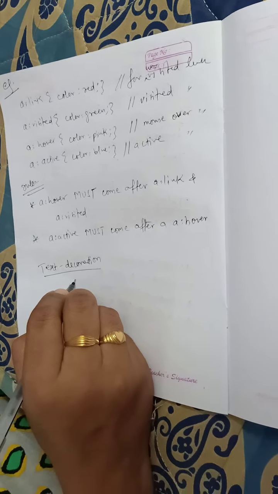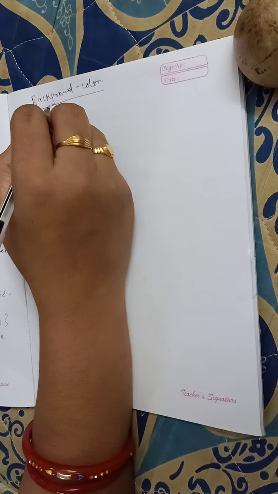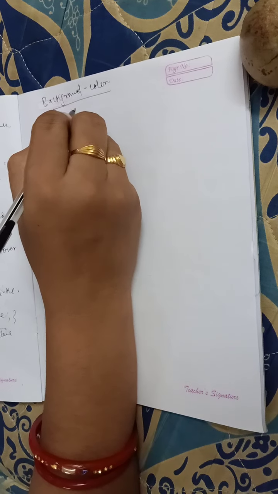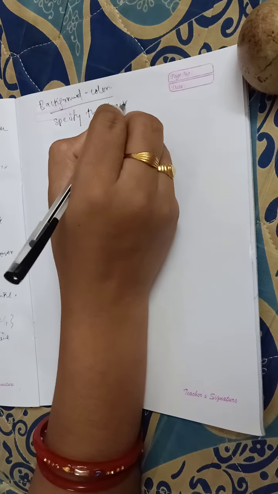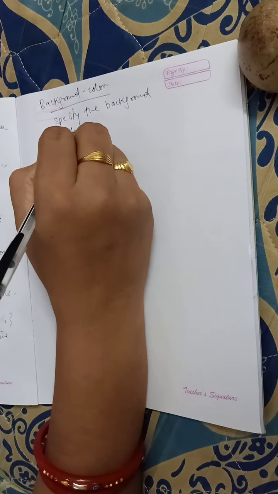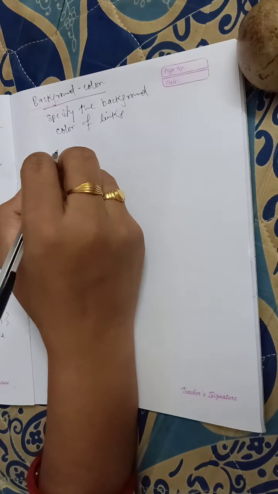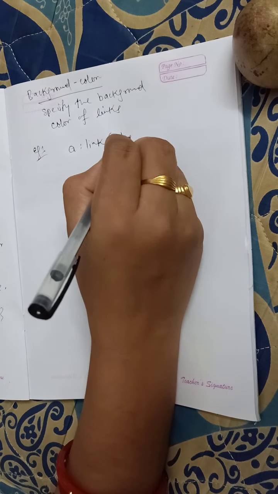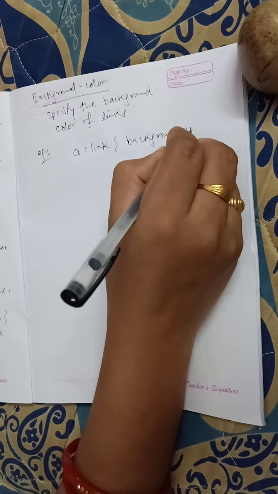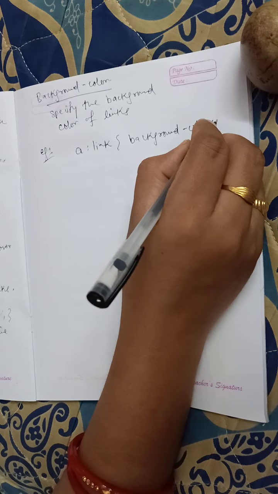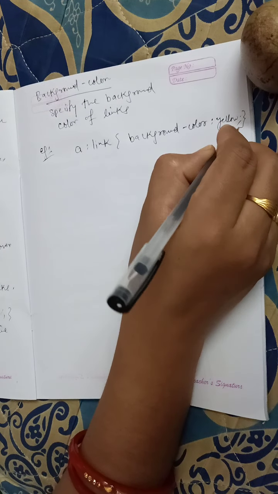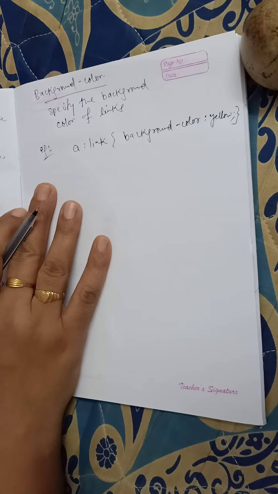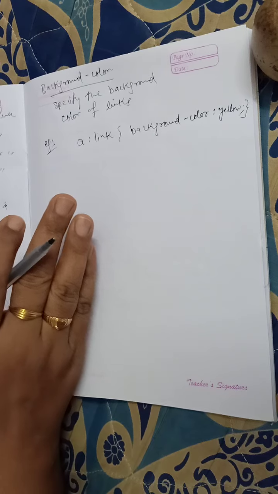Similarly, we can go for background color of a link. It is used to specify a background color for the links. For example, for an unvisited link, I can write background color is, suppose, yellow. So here you can see that we are just playing with the color and the look and feel of the links.